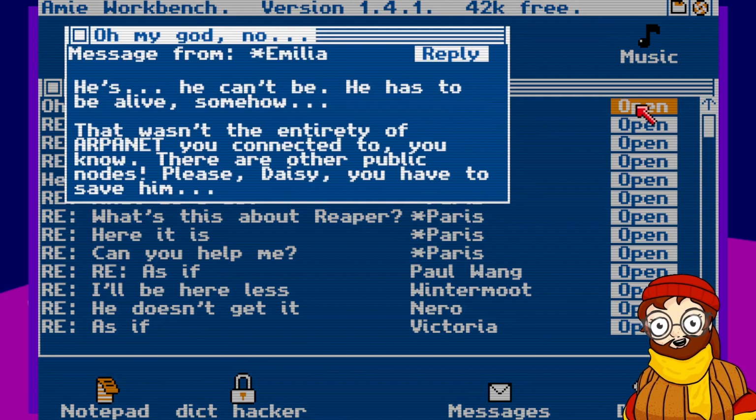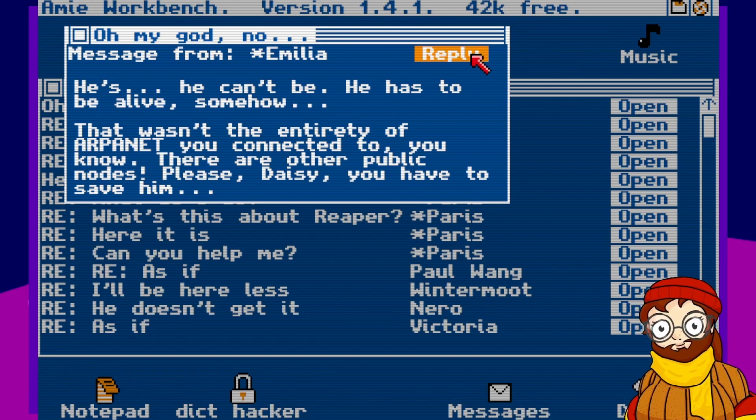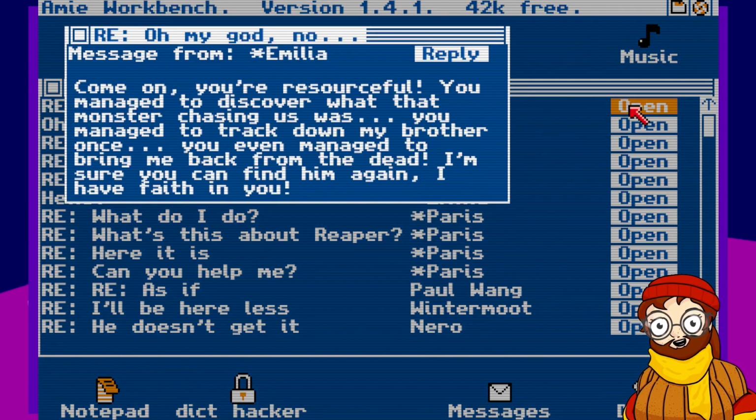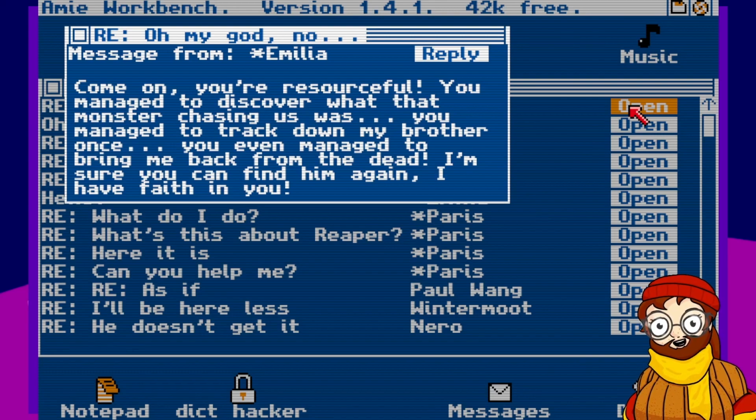He can't be. He has to be alive somehow. That wasn't the entirety of ARPANET you connected to. You know, there are other public nodes. Please, Daisy. You have to save him. Come on, you're resourceful. You managed to discover what the monster chasing us was. You managed to track down my brother once. You even managed to bring me back from the dead. I'm sure you can find him again. I have faith in you.